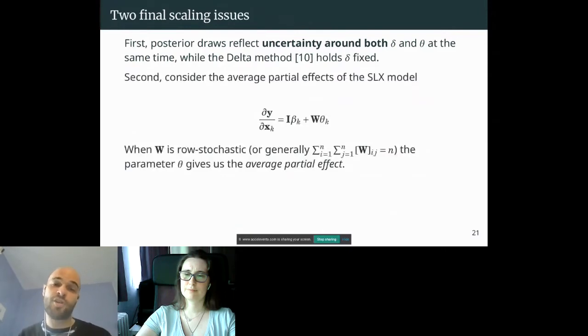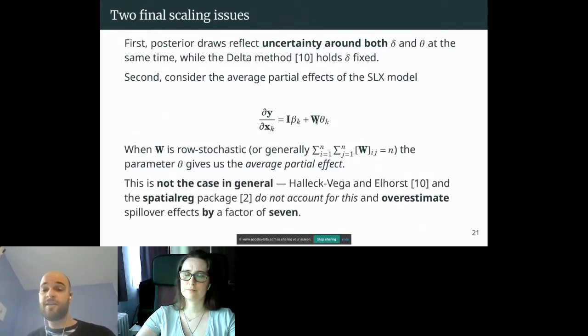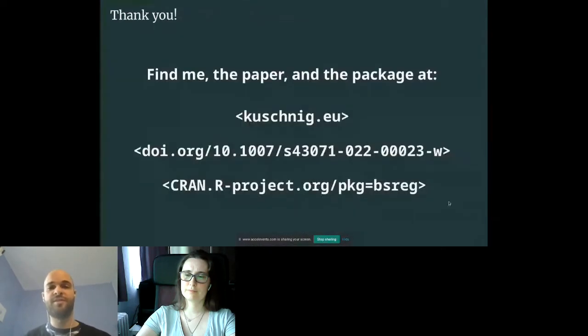The average partial effects, going back in time in spatial econometrics, it's an issue, but also for the SLX model. They look like this. Sometimes they're directly given by this parameter theta, but not always, because they depend on W. And what Halleck-Wegener and Elhorst, and also importantly, the spatial package do, is they ignore this dependence on W. And in this case, they overestimate the spillover effects by a factor of 7. So that's quite important and an issue.